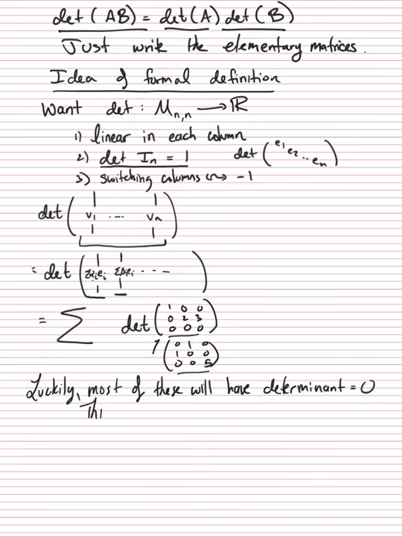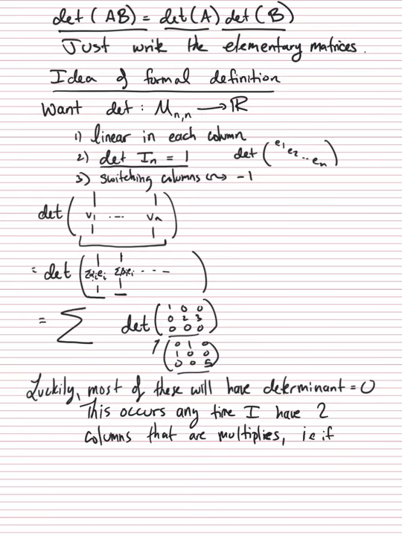Okay, so this occurs anytime I have two columns that are multiples of each other. I.e., if I see e_i used twice, at least twice. So you imagine you're writing these all down in terms of the standard basis vectors, distributing them all out.